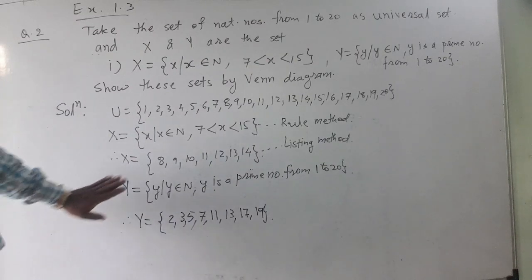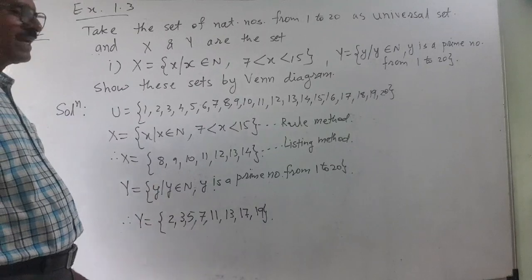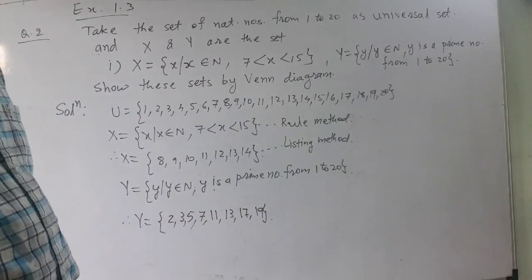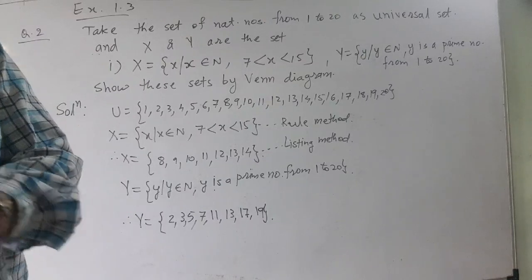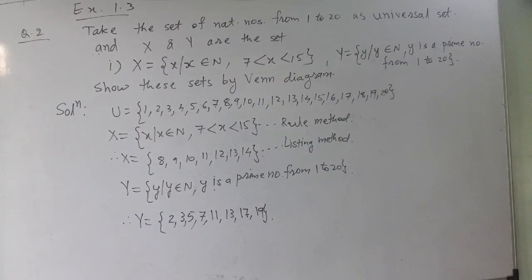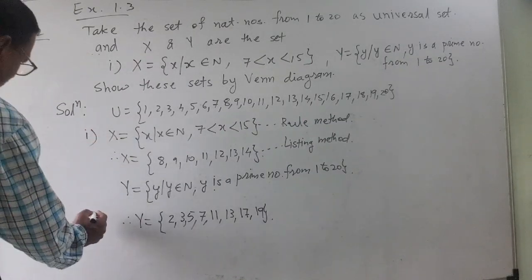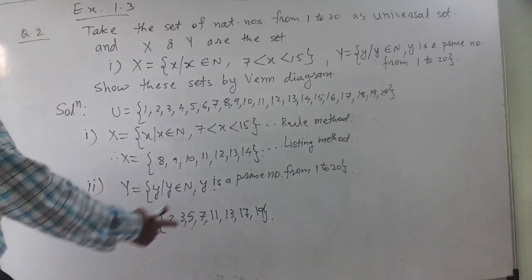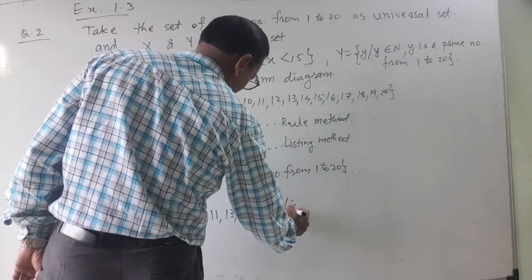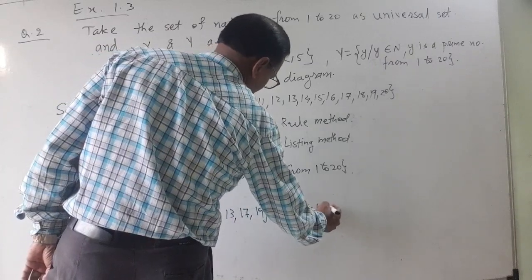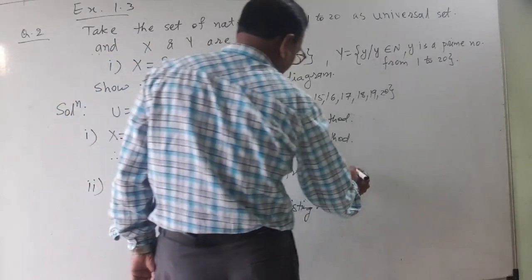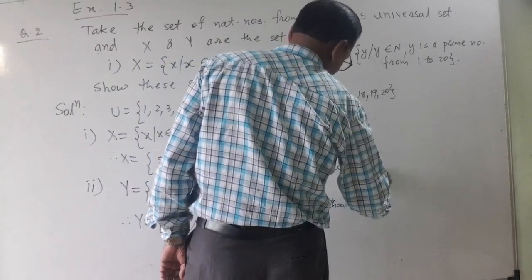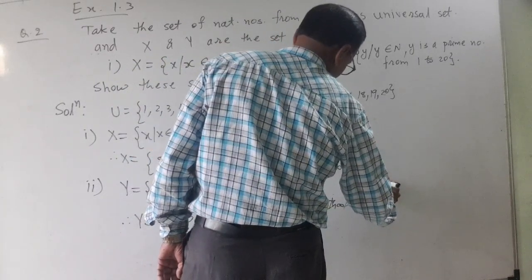Now, I have to show all these sets in the Venn diagram. What is that Venn diagram? It means you have to show by the picture. Okay, so for the first answer, I will give you the hint. This is the first one, and this is the second one. Give the reason: listing method, set builder form or the rule method. This way you have to give the names.